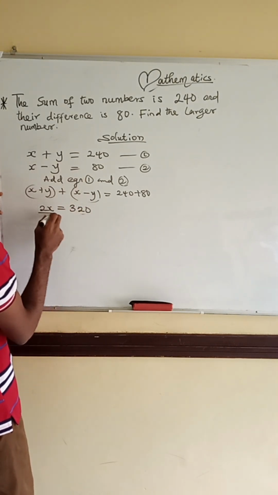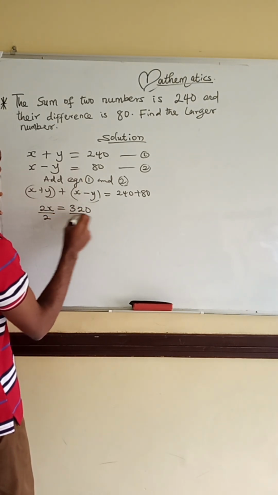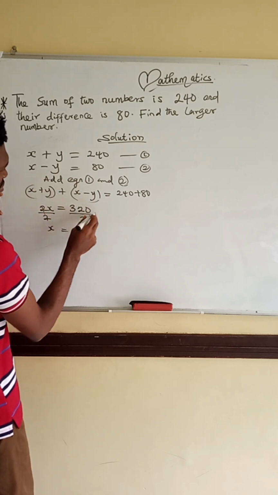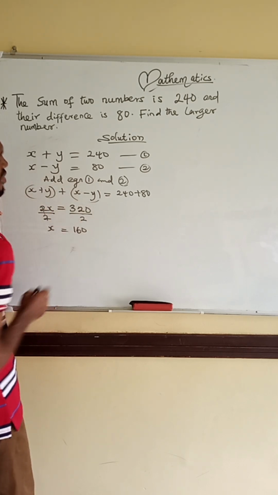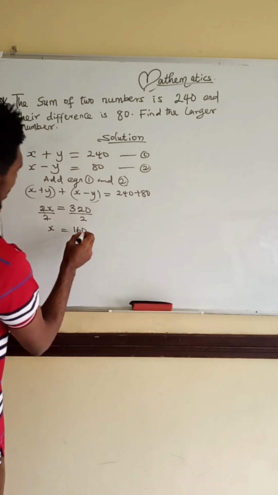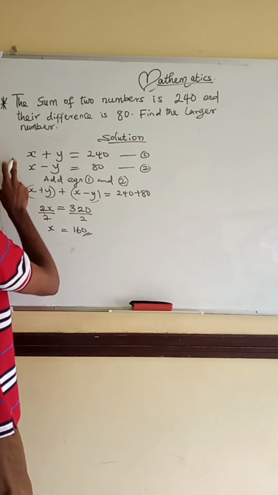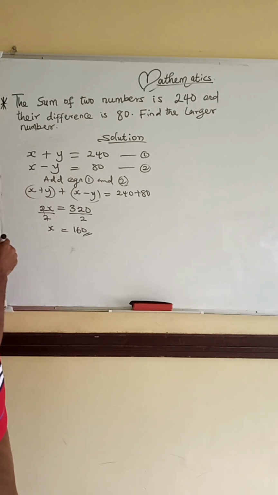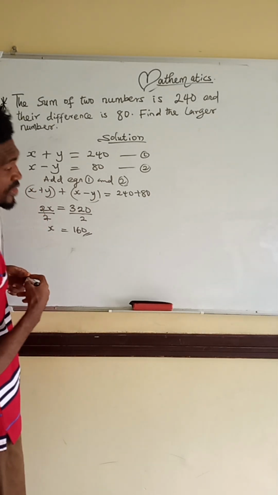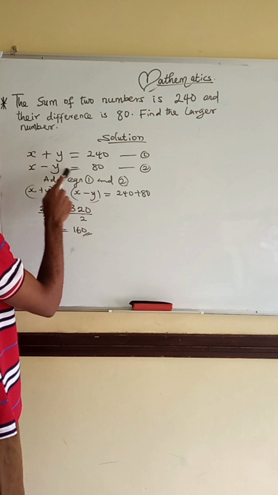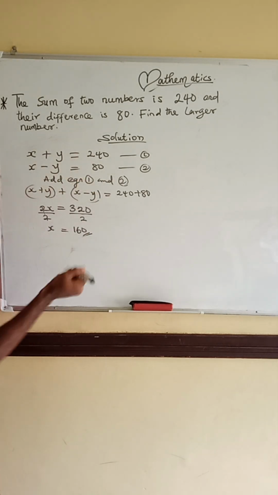Divide by the coefficient of x to get our x, so our answer here will be 160. So our x is equal to 160. To calculate for y, we can either use equation 1 or equation 2. In our last video, we said that we can use any of them, and we are going to use equation 2 now.